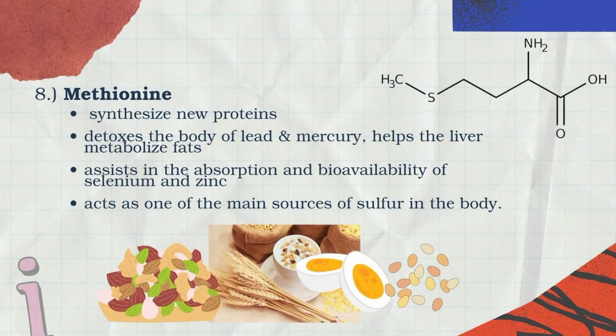Another essential amino acid is methionine, which synthesizes new proteins. Methionine initiates protein synthesis, detoxes the body of lead and mercury, helps the liver metabolize fats, assists in the absorption and bioavailability of selenium and zinc, and acts as one of the main sources of sulfur in the body. Methionine is in egg, grains, nuts, and seeds.